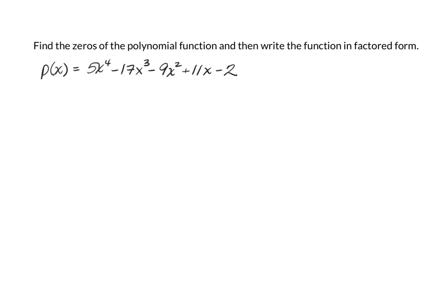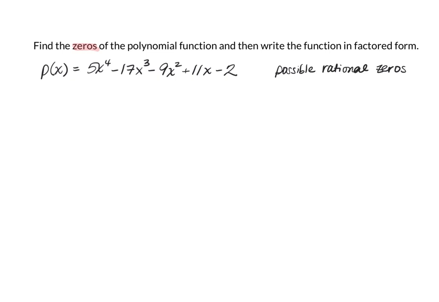In this example, we want to find the zeros of the polynomial function and then write the function in factored form. So remember, the zeros are going to be the x values that produce a y value of 0. And since this is a polynomial that doesn't factor by any of our traditional methods, we want to start by using the rational zeros theorem to first start by listing the possible rational zeros.